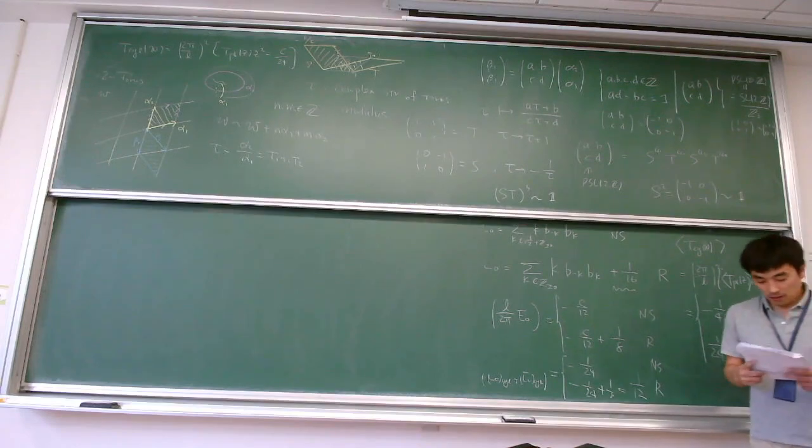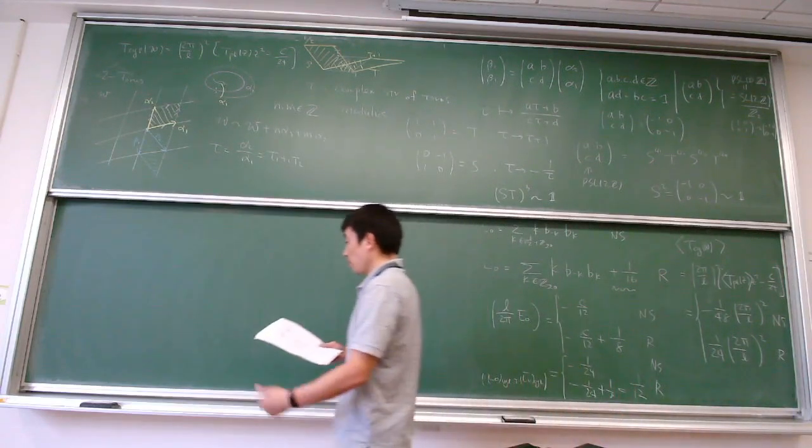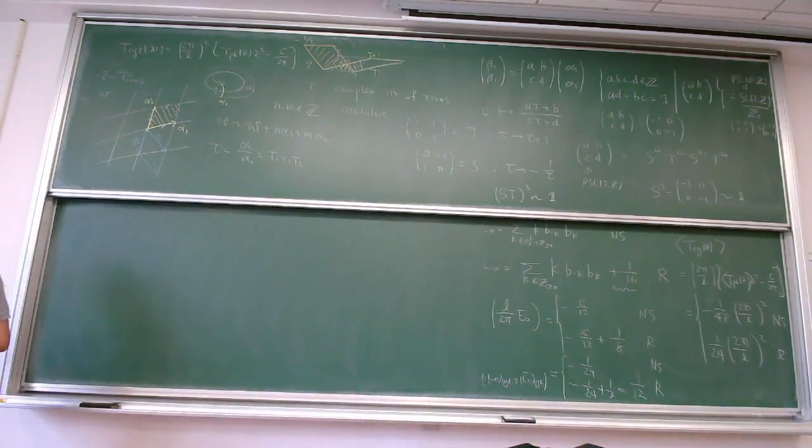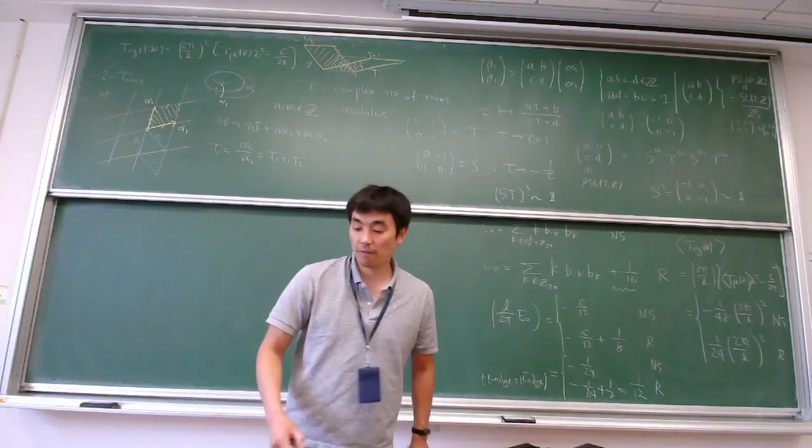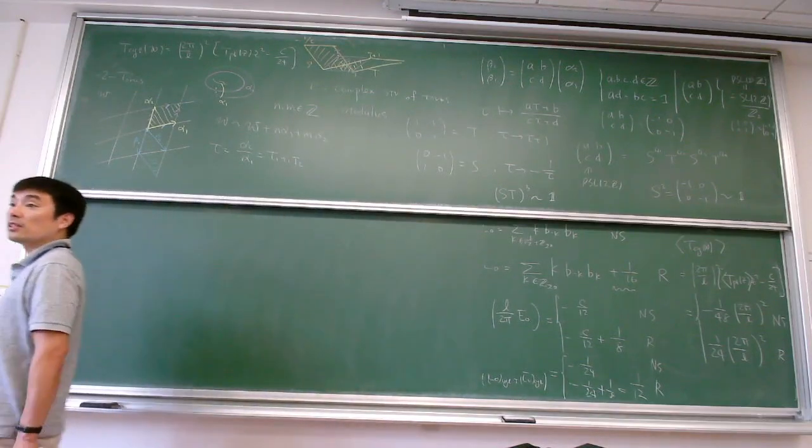So now we can consider the partition function for a CFT on a torus. We use the Hamiltonian formalism to define the partition function. Is there any question?